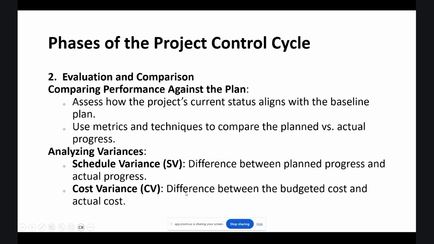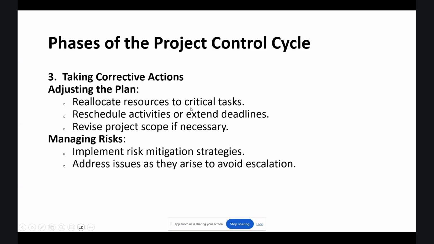Cost variance: you budgeted something for $50 and you see that your teammate spent $200, then it's an issue. What happened that you overspent from 50 to 200, or the other way around if it's underspending? So this is something that you could analyze. This is called evaluation and comparison.